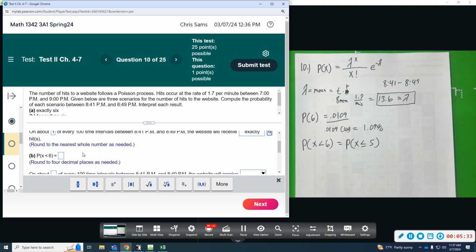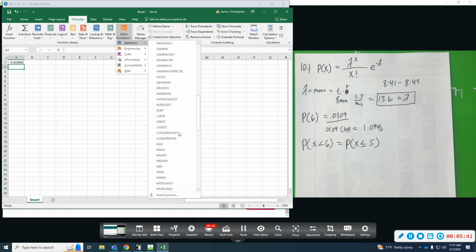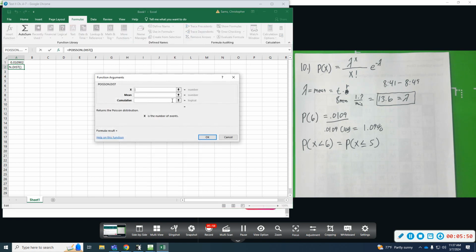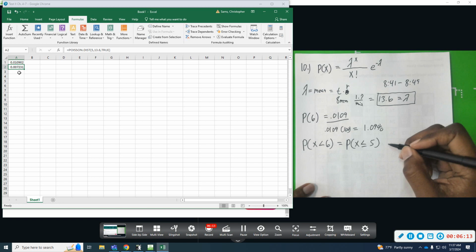We're going to do the same thing. So I'm going to come over here to Excel. I'm just going to click in a different cell, more functions, statistical, go down to the Poisson. Right here. This time we're going to put a 5 because less than 6 is the same thing as less than or equal to 5. Mean, still 13.6. And the cumulative is going to be true this time. We do want cumulative. We get 0.0072.